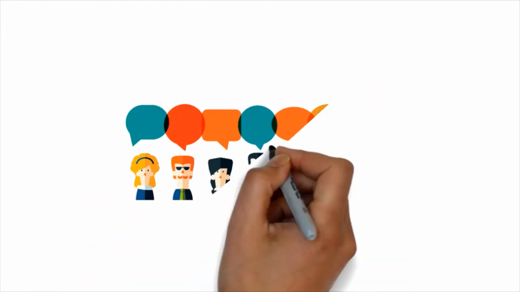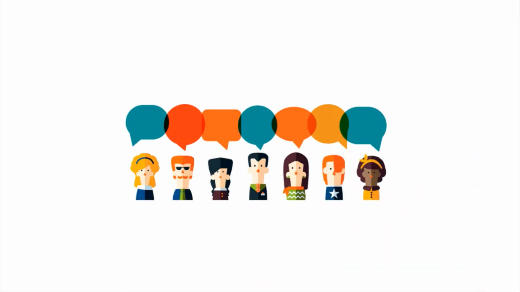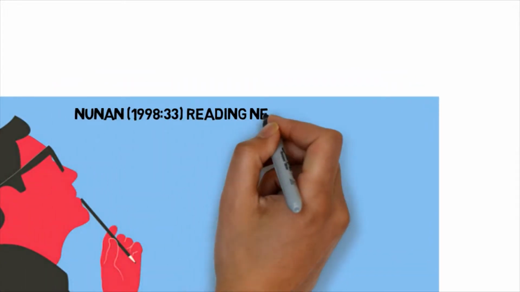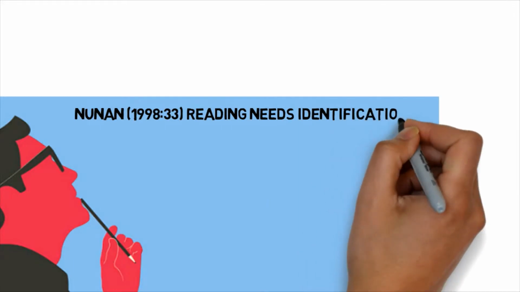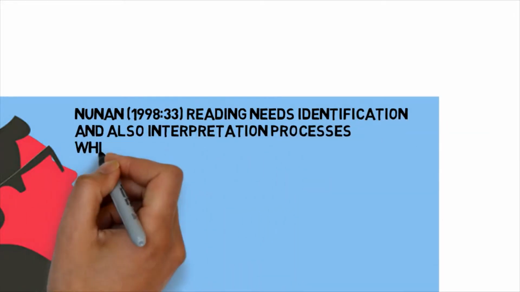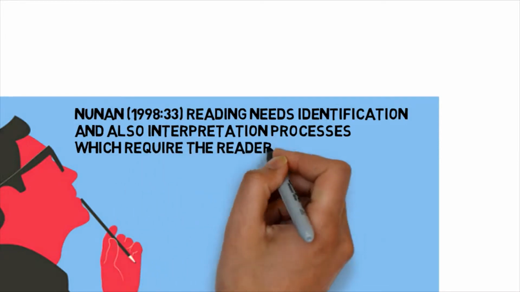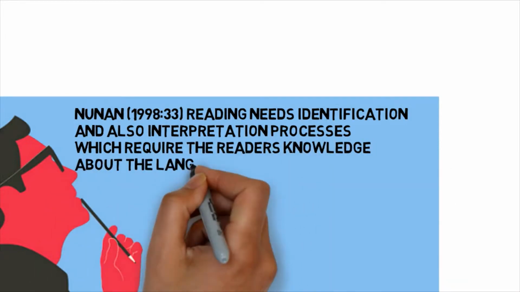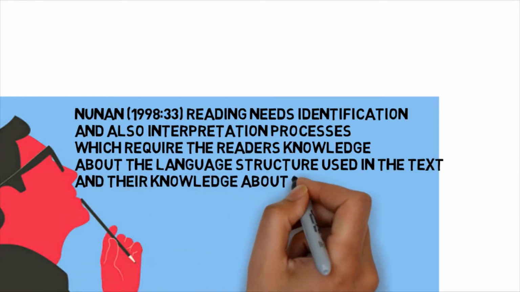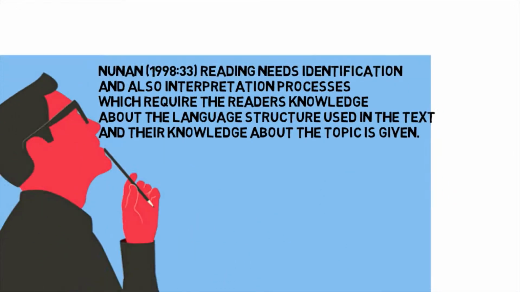Some efforts are required to master the reading skills. According to Noonan, 1998, reading needs identification and also interpretation processes which require the reader's knowledge about the language structure used in the text and their knowledge about the topic which is given.